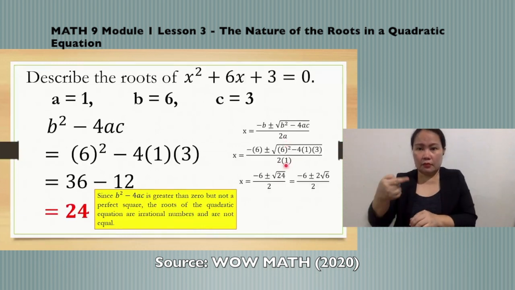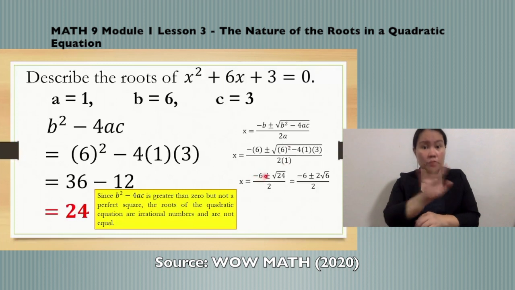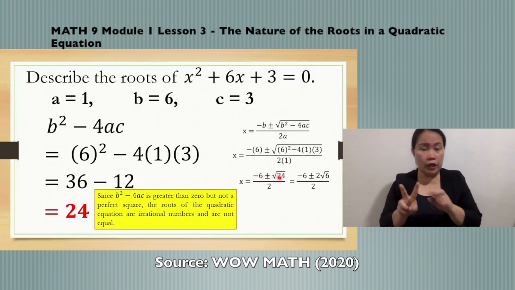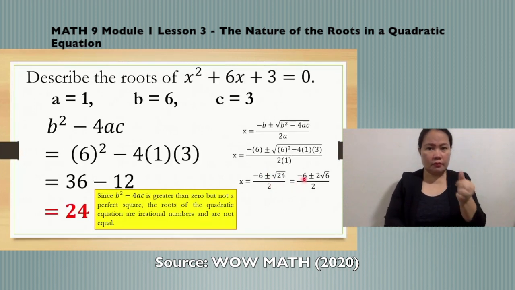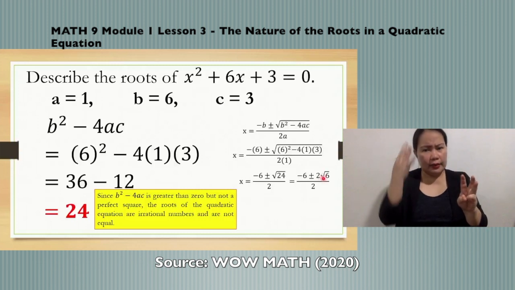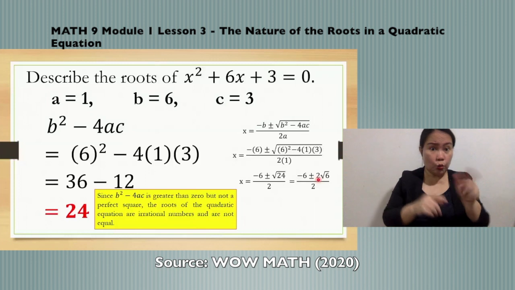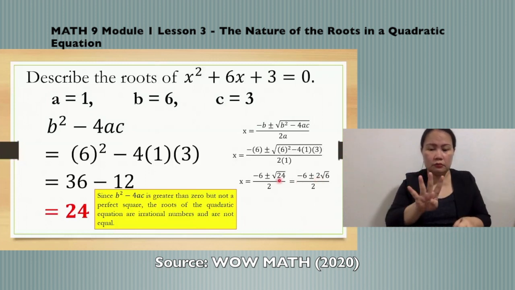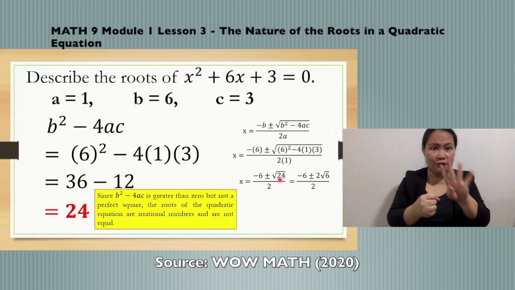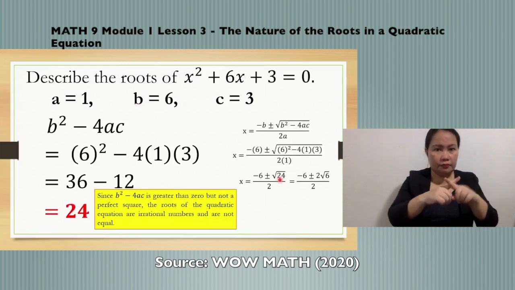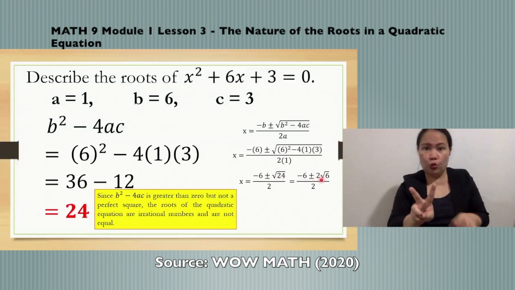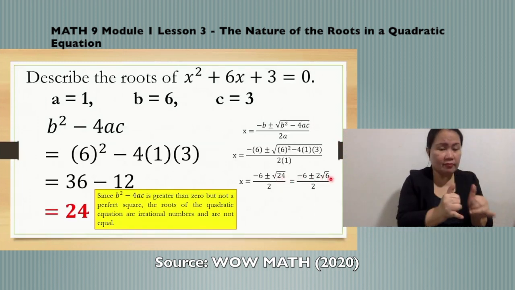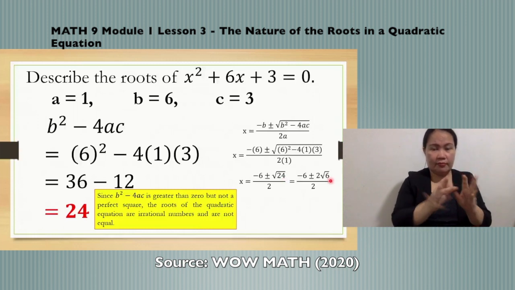Let us simplify. So we will have negative 6, positive or negative square root of 24, all over 2. So that is equal to negative 6, positive or negative 2 square root of 6. Bakit naging 2 square root of 6? Because that is 4 times 6. So, ang 24 natin can be extracted as 4 times 6. And 4 is a perfect square, that is 2. And then si 6 not, so nandun lang siya sa loob, maiiwan siya.